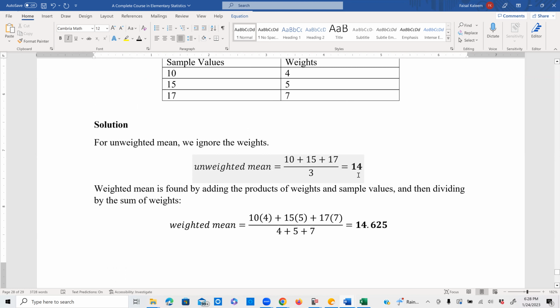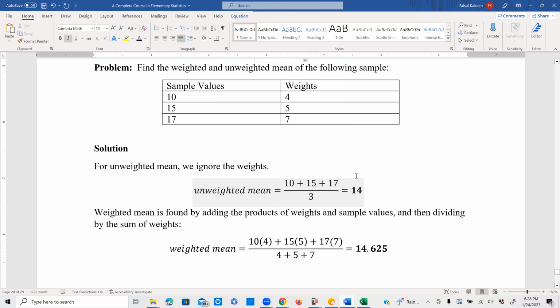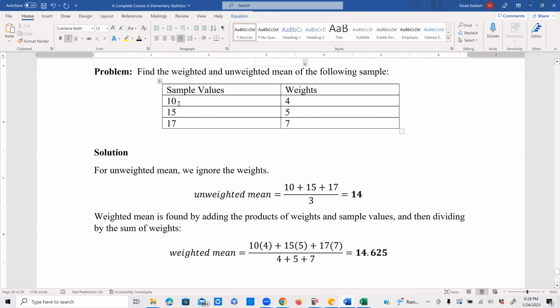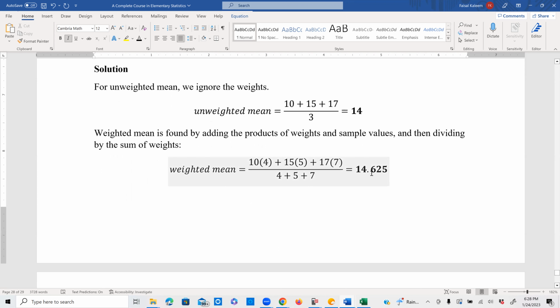That's the unweighted mean. So for the weighted mean, we multiply the values with the weights, add these results, and then divide by the sum of weights. So we do 10 times 4 plus 15 times 5 plus 17 times 7, and we divide it by the sum of the weights, 4 plus 5 plus 7, and that gives us 14.625.